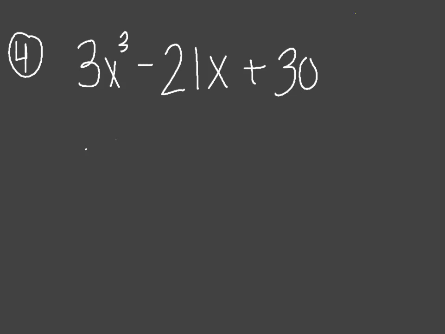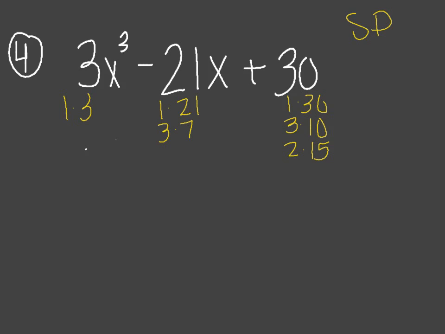So I know that this is sum and product. I need to list my factors. 1 and 3, 1 and 21, 3 and 7, 1 and 30, 3 and 10, 2 and 15. The biggest number that they all have in common is 3. So I factor out my 3, and what I have left is x squared, my bad, x squared, minus, I already factored out a 3, with it is the 7x, plus I already factored out a 3, so with it is a 10.